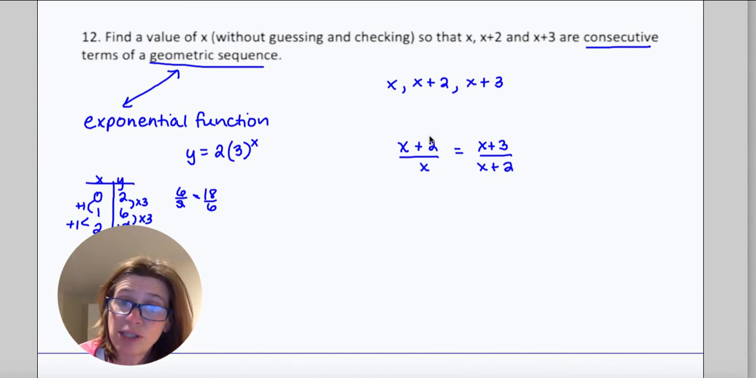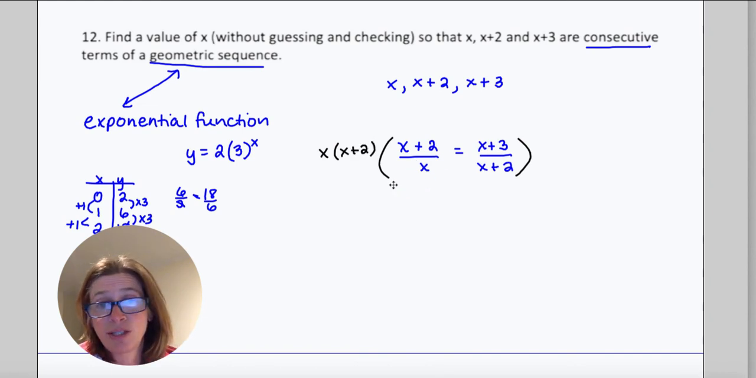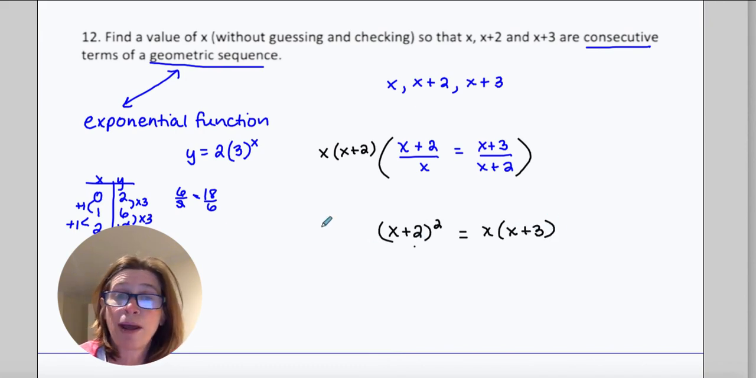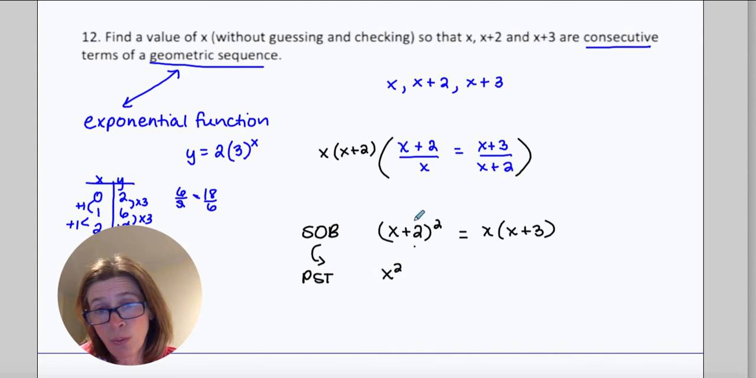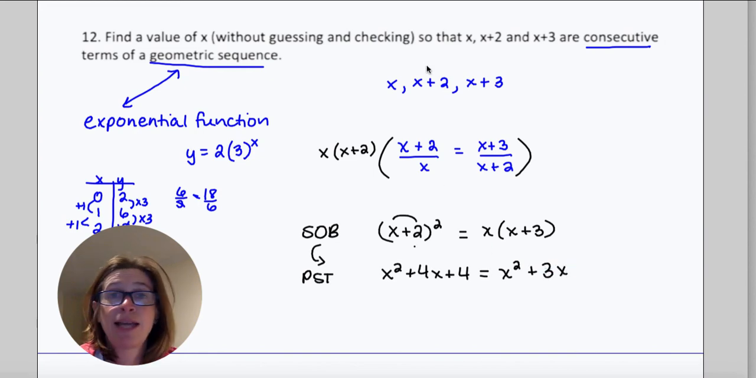So we clear fractions. We're going to multiply the whole equation by x times x plus 2. That's going to give me x plus 2 squared, because the x's will cancel on the left side, equals, the x plus 2's cancel, and I'll get x times x plus 3. This is the square of a binomial, which means when I multiply it out, I'm going to get a perfect square trinomial. So we square the first term, we double the inside product, we square the last term. On the right side, we're going to distribute the x, giving us x squared plus 3x, and now we solve.